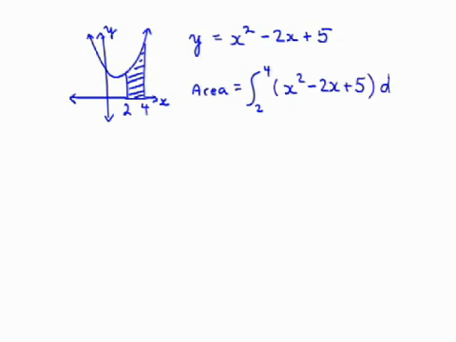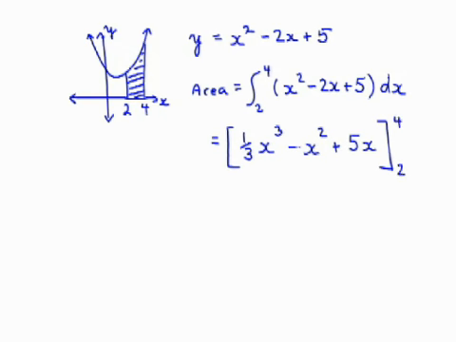plus 5 dx. Well, what that means is we're going to have to take the antiderivative of x squared minus 2x plus 5, and we end up with 1/3 x cubed minus x squared plus 5x. We don't have to put the plus c in this case because since we're dealing with a definite integral which has a lower and upper limit, when we evaluate that, the c values are going to cancel out. So we can save ourselves the hassle of writing it in.